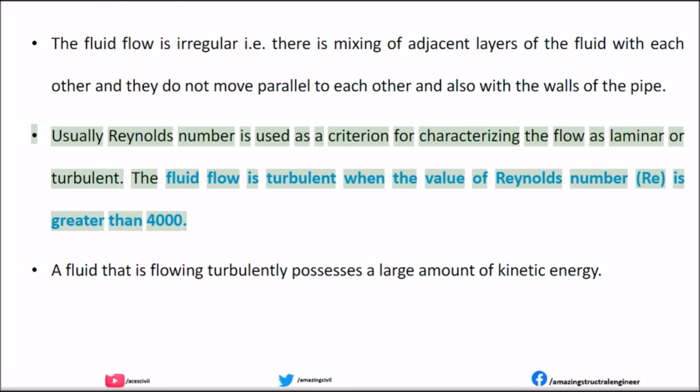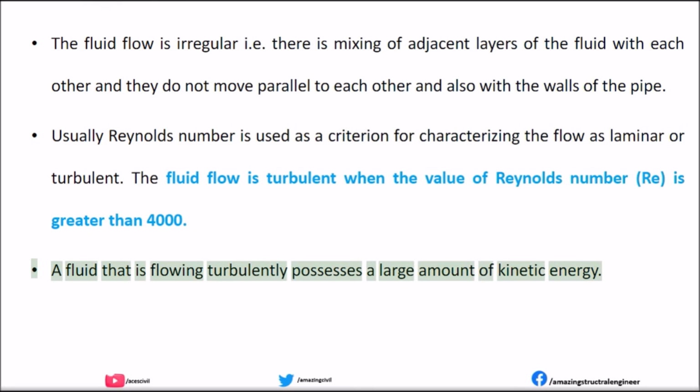Usually Reynolds number is used as a criterion for characterizing the flow as laminar or turbulent. The fluid flow is turbulent when the value of Reynolds number, Re, is greater than 4000. A fluid that is flowing turbulently possesses a large amount of kinetic energy.